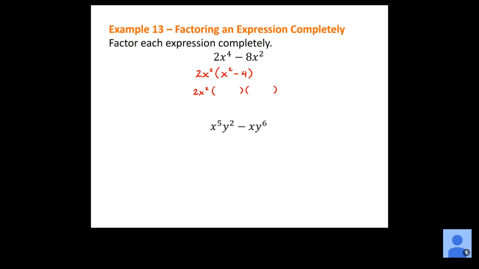And now I can factor that difference of squares. Factors of x squared are x and x. Factors of 4 are 2 and 2. Remember, with a difference of squares, one needs to be positive, one needs to be negative, so we get a plus and a minus. Once we get it to that point, there are no other common factors, no other like terms to combine, so this right here is completely factored now.